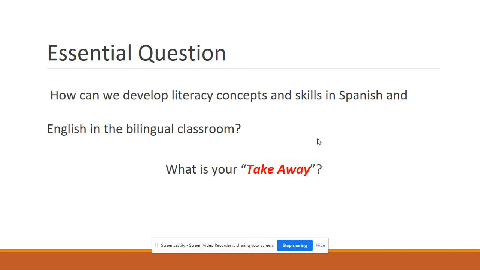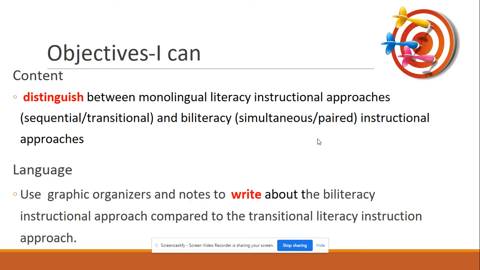If you have any questions about the content presented in this lesson, please let me know. You can email me, text me, or send me a message through Blackboard. The objectives for today were to distinguish between monolingual literacy instructional approaches, the sequential transitional model, and biliteracy, simultaneous pair instructional approaches. The language of instruction was creating or using a graphic organizer and notes to write about the biliteracy instructional approach compared to the transitional literacy instructional approach.